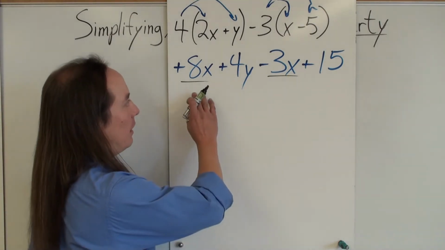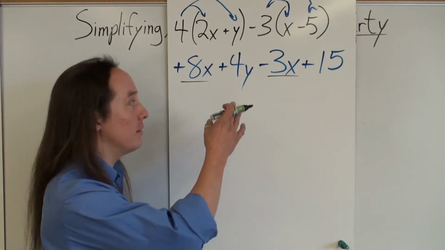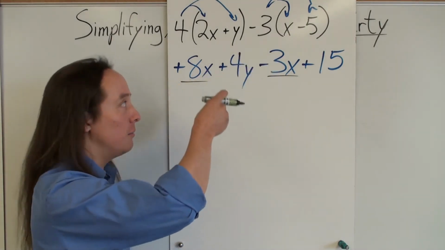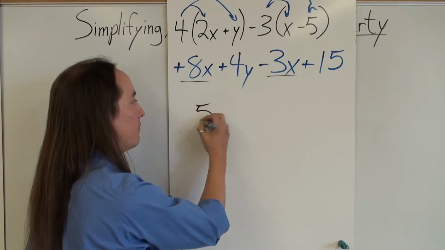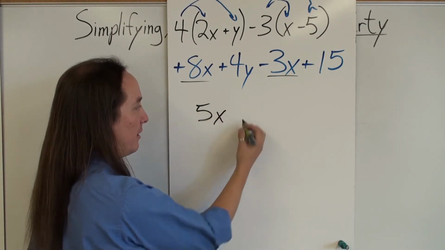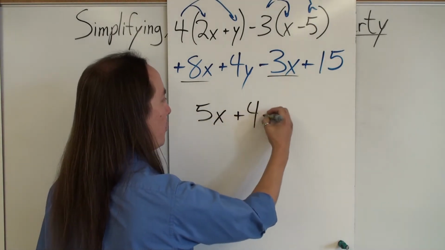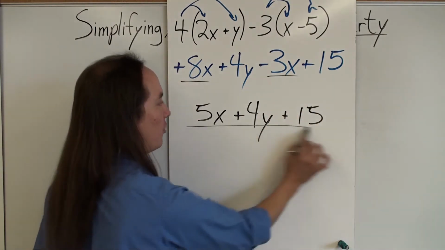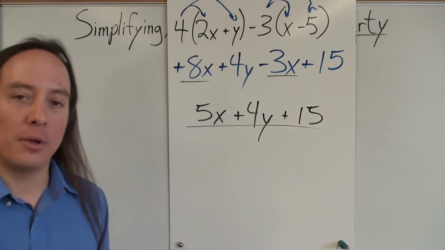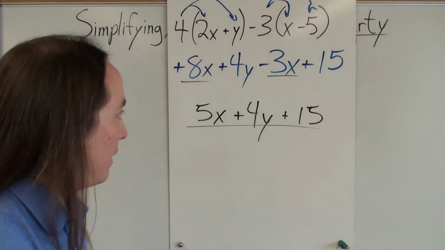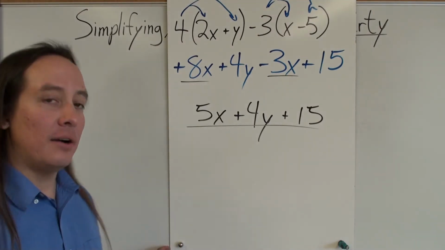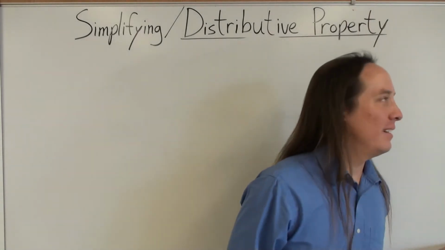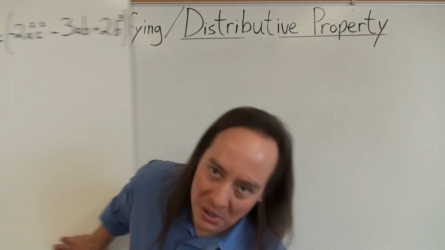So, and this is just grouping together, and when they're different signs, we subtract them. So 8 minus 3 is 5. So we have 5x plus 4y plus 15. And that should have been your final answer. Okay? So that's that one. Cool? All right, I have one more. And then we'll call it a wrap.